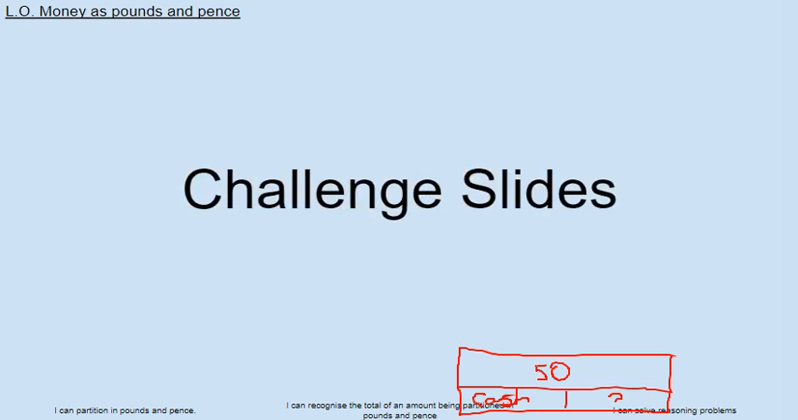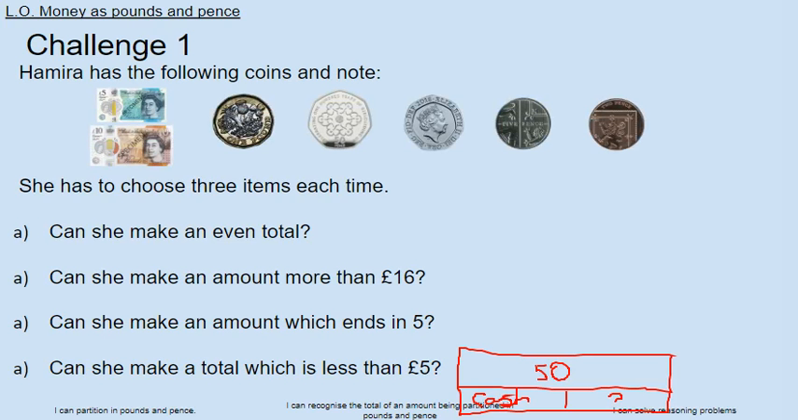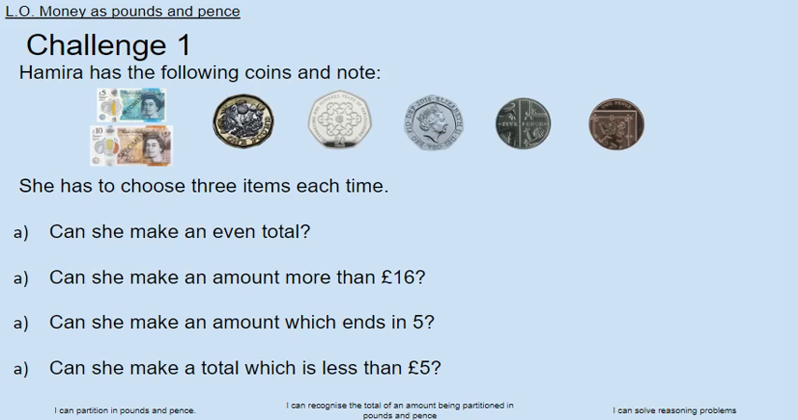That's the end of the official lesson, but if you want some extra challenges, these are some of the challenge slides. I've got a couple lined up. This is challenge 1. Hamira has got the following coins and notes. She has to choose 3 items each time, and then I want you to see if you can prove to me. Oh no, my little thing's still there, isn't it? How do I get rid of that? Oh, there we go. It's gone away now.